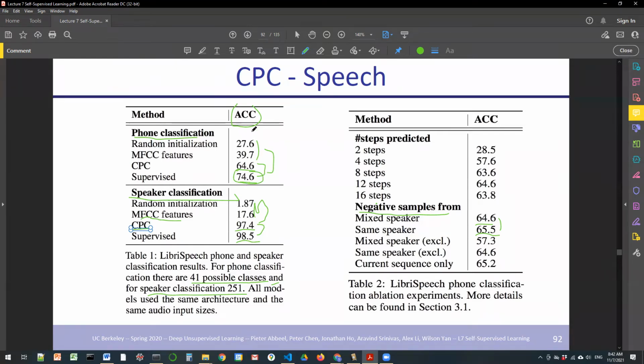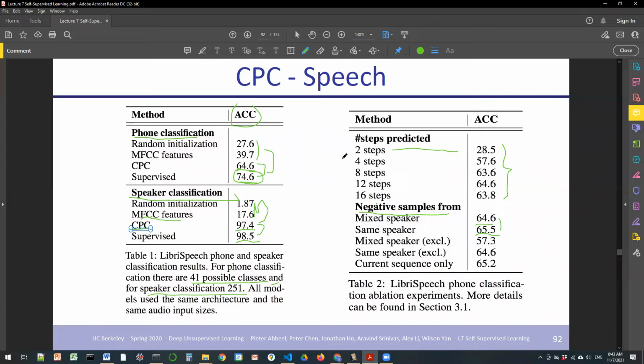So while the phonemes may not be linearly separable, which it seems the speakers are, but the phonemes aren't. But if you put an MLP, apparently with just even CPC, you're getting close to the 74.6. Now, what this right table shows is, depending on where you take the negative samples from, the accuracy score varies quite a bit.